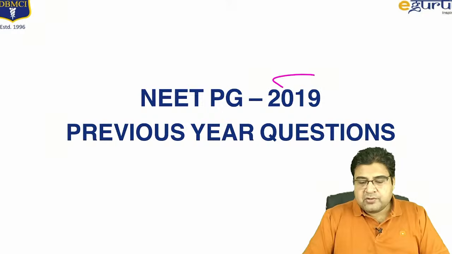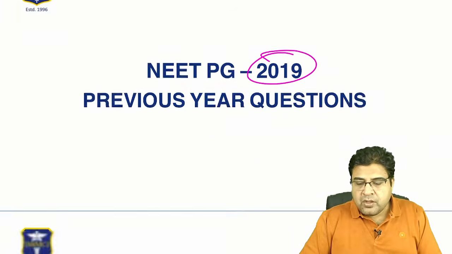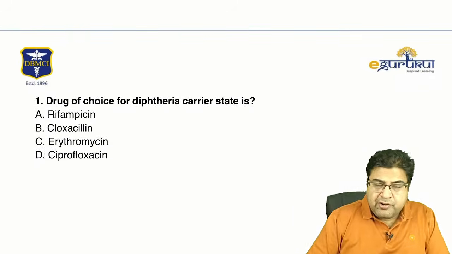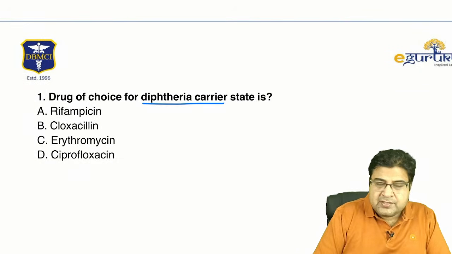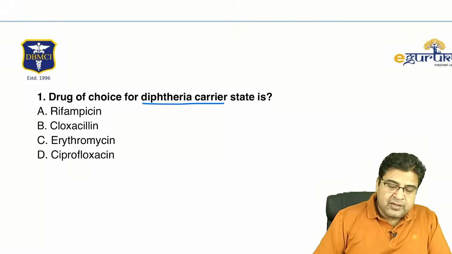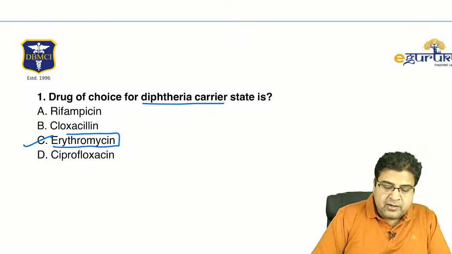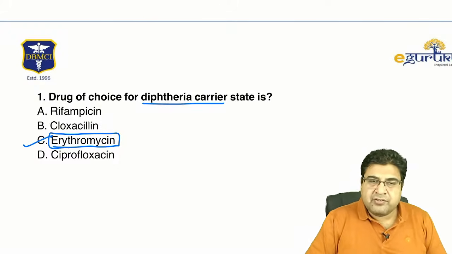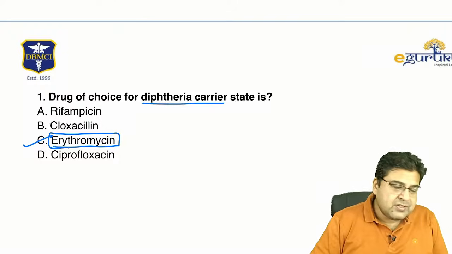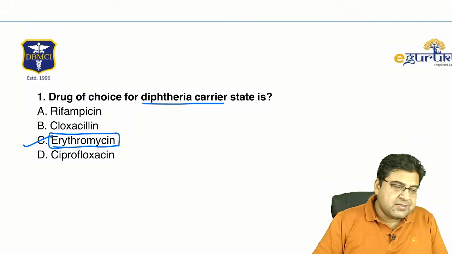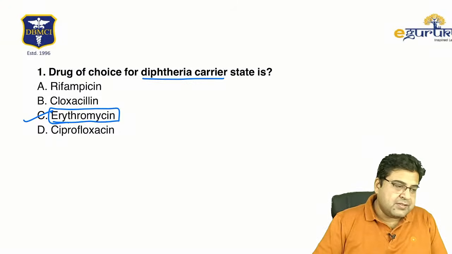Now let's move on, guys, to 2019 PYQs for the NEET. What is the drug of choice for a diphtheria carrier? This is a fact-based question asked from antimicrobials. Diphtheria carrier, diphtheria drug of choice, diphtheria treatment of choice, diphtheria prophylaxis is always the same. It's erythromycin. So question number 1, answer is C, erythromycin.